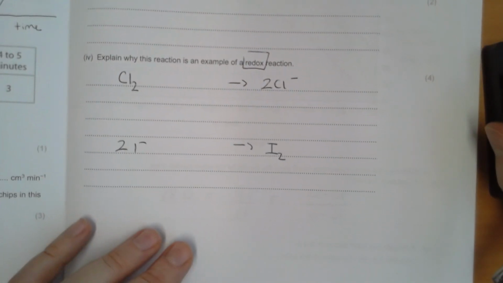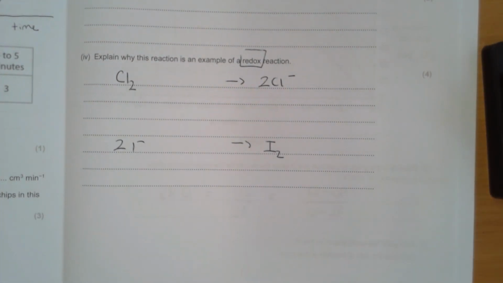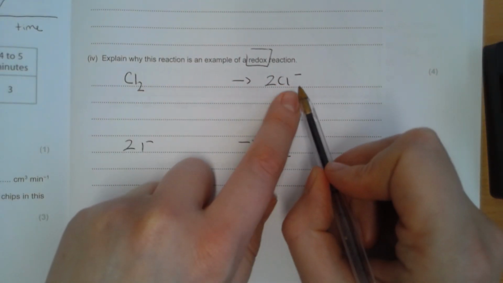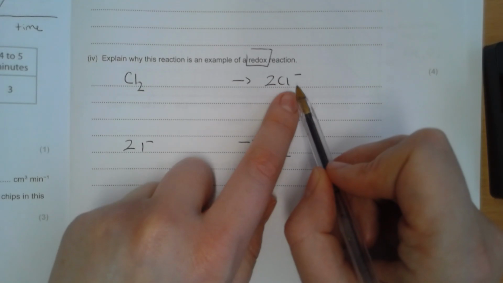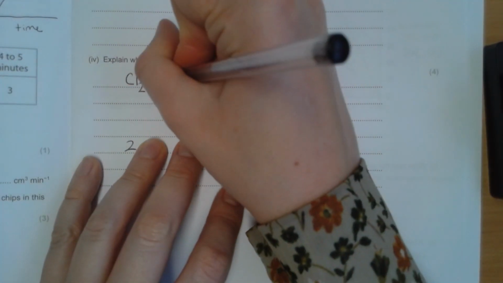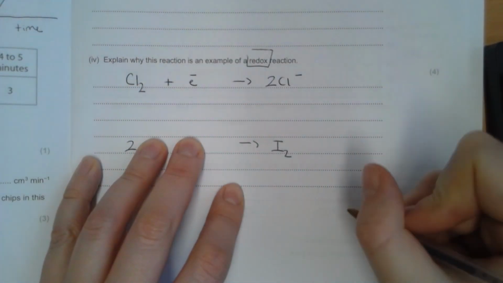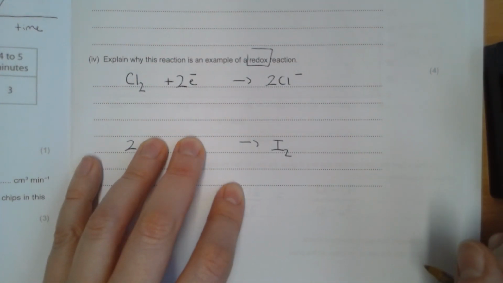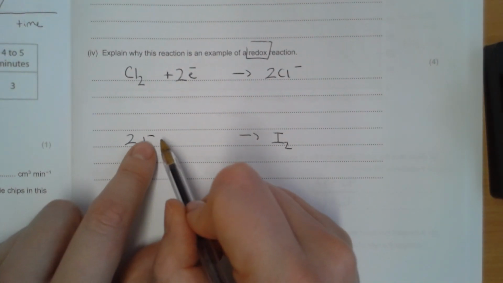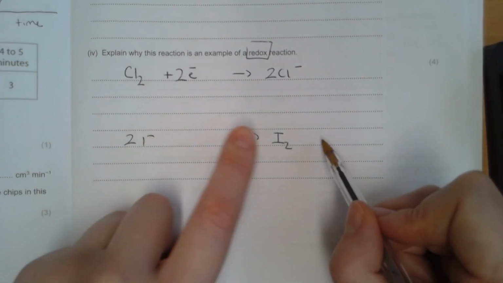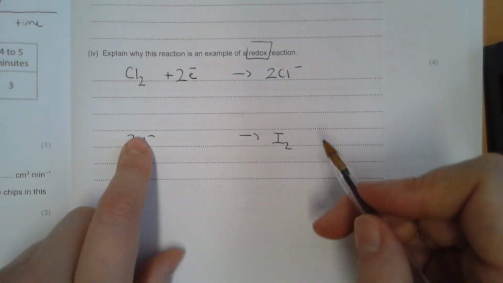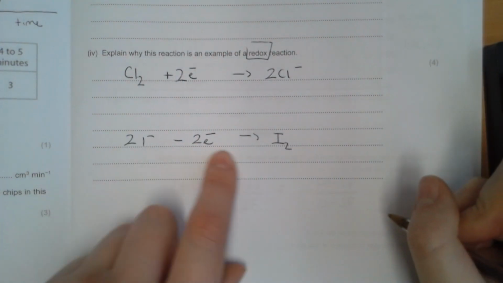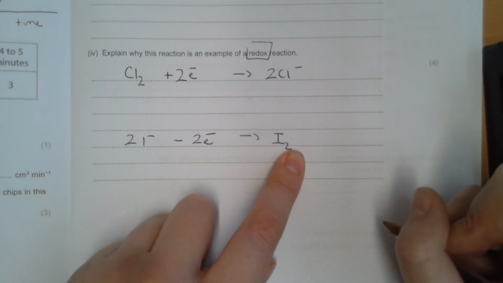And now I need to decide in terms of electrons if they're losing or gaining. So chlorine starts off neutral, it ends up negative. If it's ending up negative, it must be gaining electrons. There are 2 chlorines, each of them gain 1, so you must be gaining 2 electrons. On the other one, you've got something that starts off negative and ends up neutral. It's negative because it had gained electrons. If you remove those electrons, it will be back to being neutral.